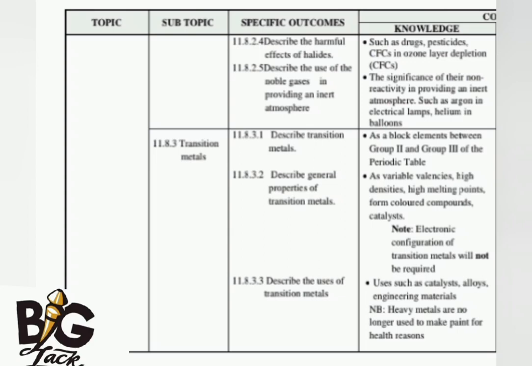Apart from that one, they are going also to ask you to describe the uses of what? Noble gases in providing an inert what? Atmosphere. So the significance of their non-reactivity. Okay, so as you all know, noble gases are group what? 8. They have 8 electrons in their outermost shell, which means they are stable. So they can't undergo any reaction.